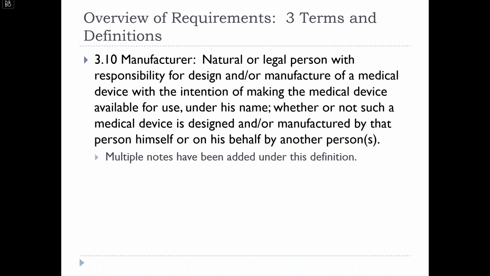3.10 is the definition of a manufacturer, which is a natural or legal person with responsibility for the design and/or manufacture of a medical device with the intention of making the medical device available for use under his name. So it's got to be under that manufacturer's name, whether or not such a medical device is designed and/or manufactured by that person himself or on his behalf by other persons. So the processes can be outsourced, but if it's under that natural or legal person's name, they're considered the manufacturer.